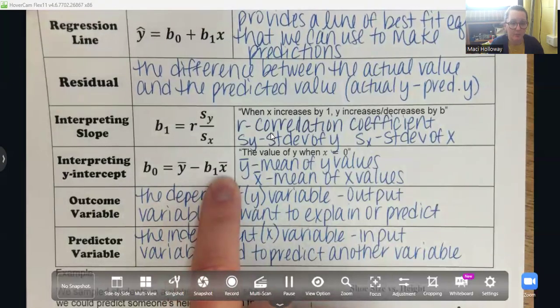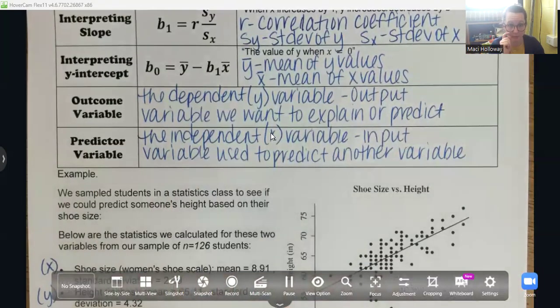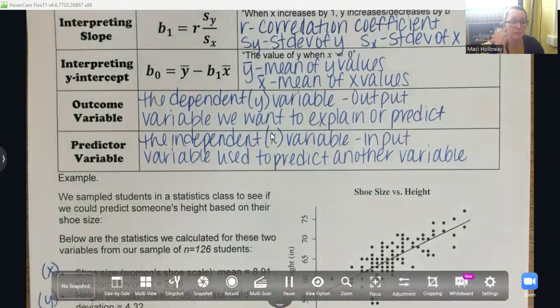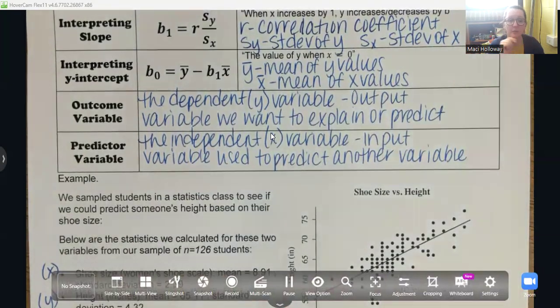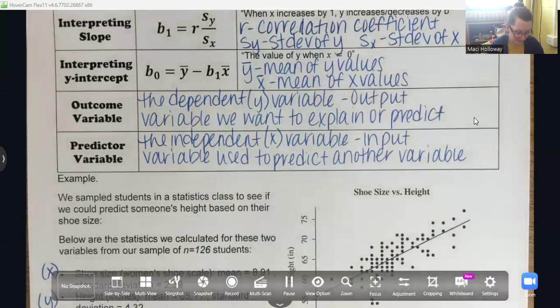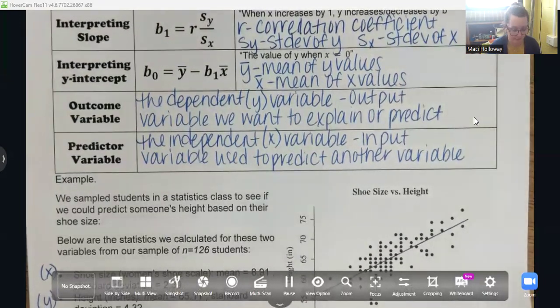And then we have a couple of things here that we just need to know about, maybe a different term than you've heard before. The outcome variable is the dependent variable. It's the output value, probably y that you know of it as. The predictor variable is the independent variable. It's the input, otherwise known as your x value. It's the variable used to predict another variable. So a couple of new terms here, but hopefully familiar.